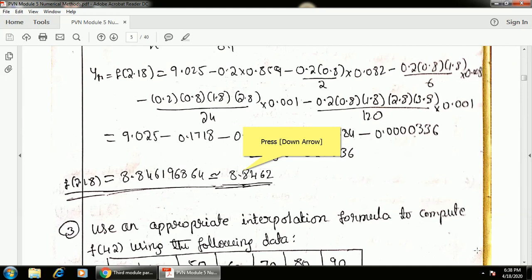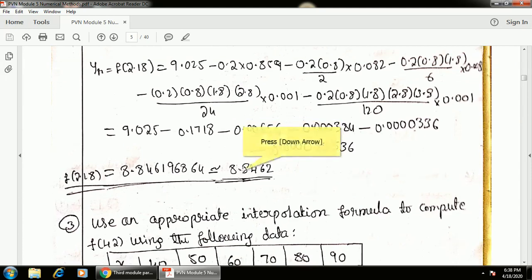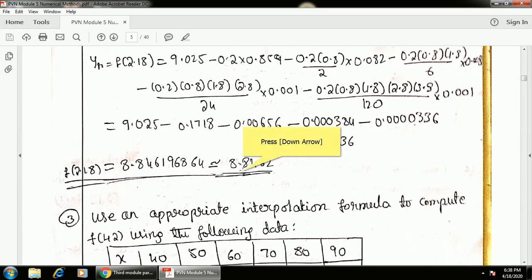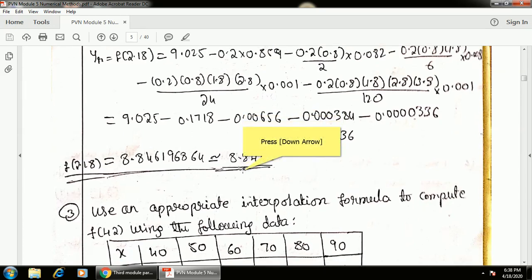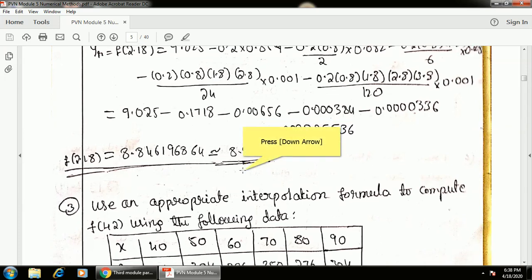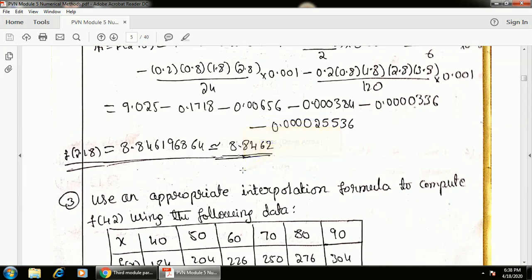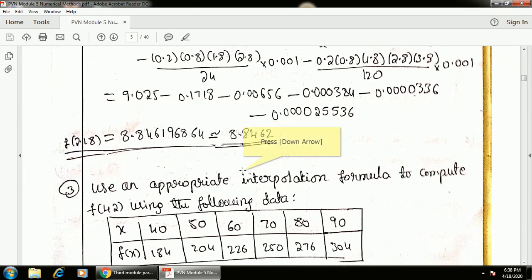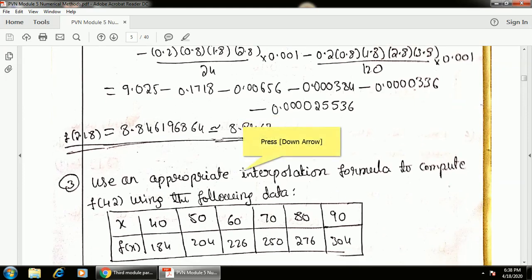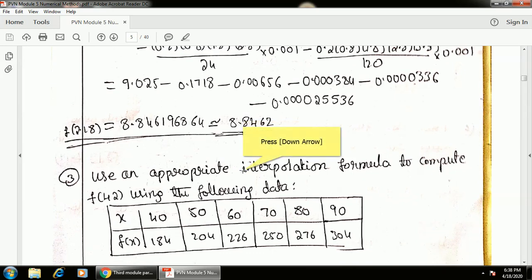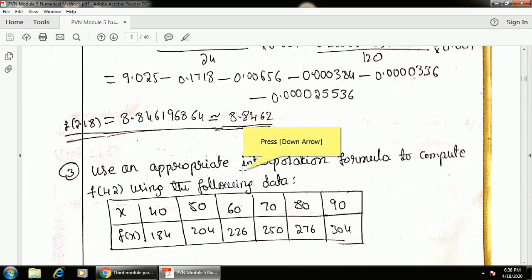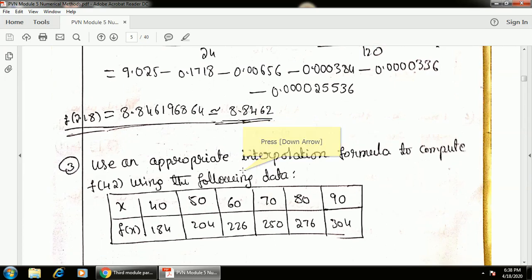Here I showed you how to solve the problems by using the forward interpolation formula as well as the backward interpolation formula. And also sometimes they are asking the problems like finding the interpolating polynomial satisfying this data.